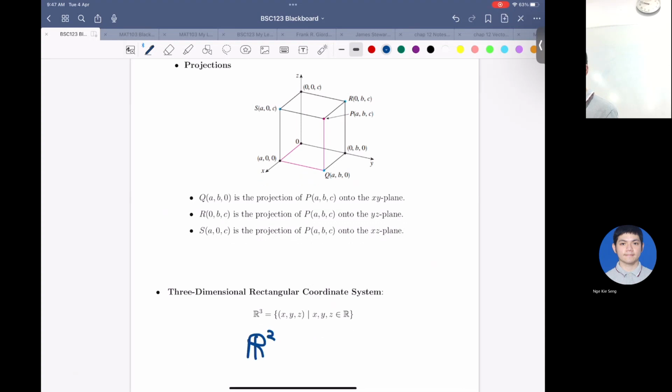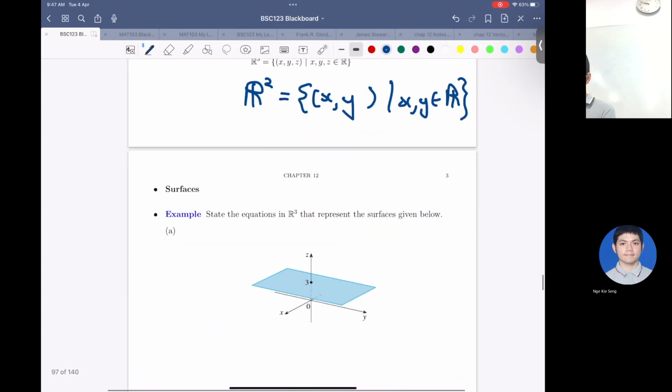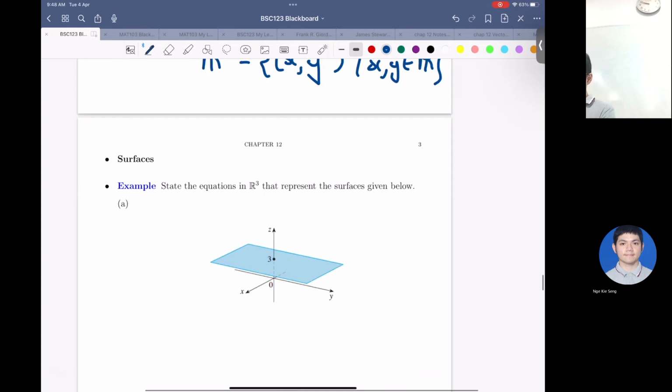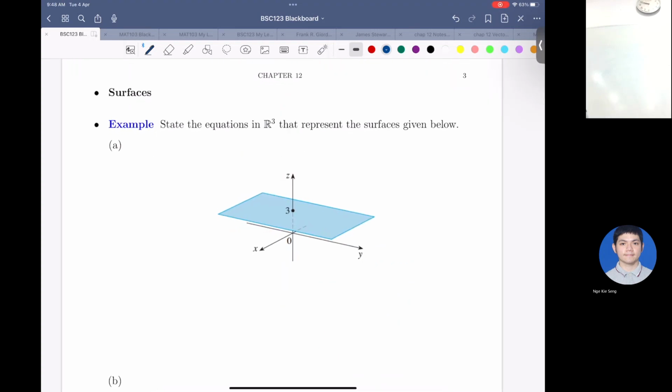Last time we started with R2, right? With R2 we have X and Y. So we just add another dimension, and we have a plane here. State the equation in R3 that represents the surface given below. Can you see what's in common for all the points on this plane here?